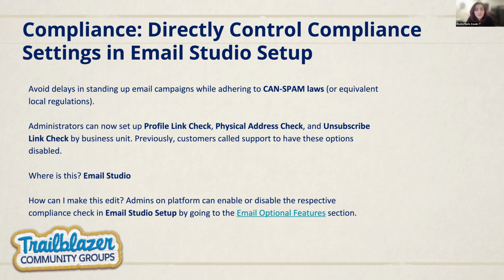So admins on the platform can enable or disable the respective compliance check for Email Studio setup by going to the email optional features. It's really handy that this is there, because previously you had to put in a help desk ticket, or if help wasn't getting to it, you had to speak to your AE, your account executive. Now it's nice, you got some control. And you can also control if users want to mess with that too. Let's say you're in a large enterprise and you're one of 50 senders. You don't want all 50 senders to go rogue. Put a stop to it.